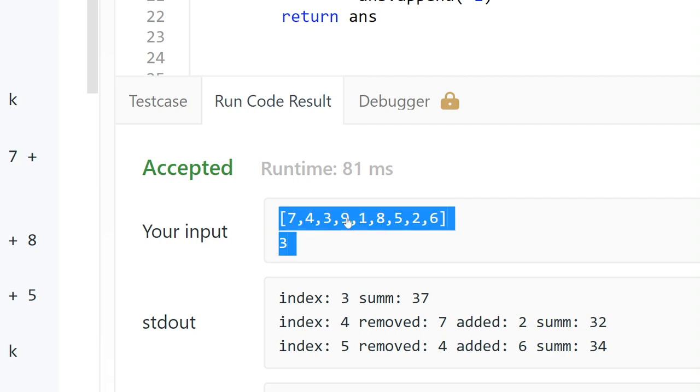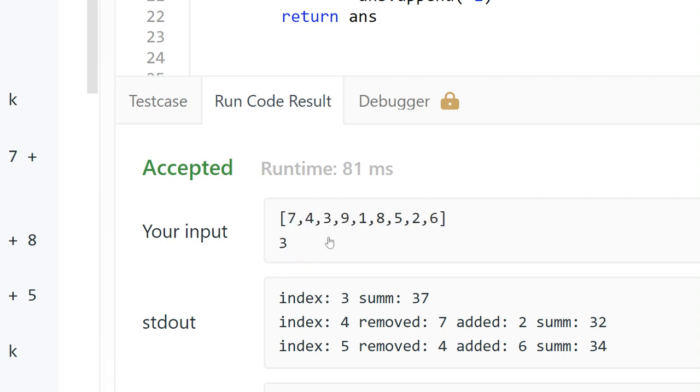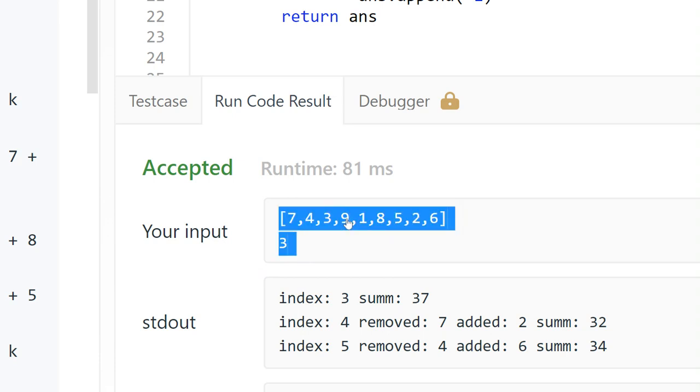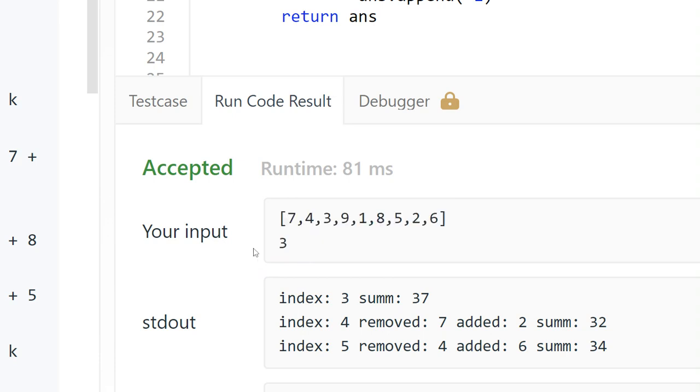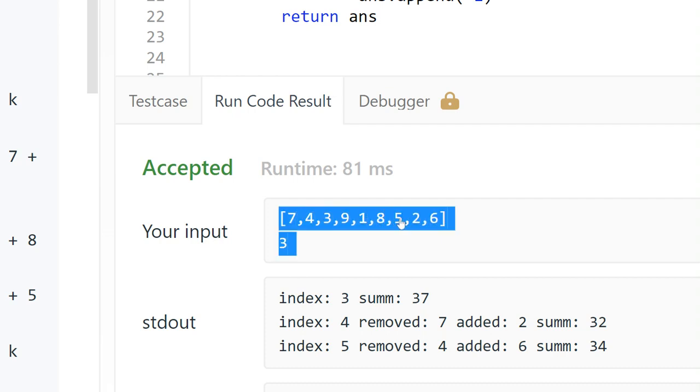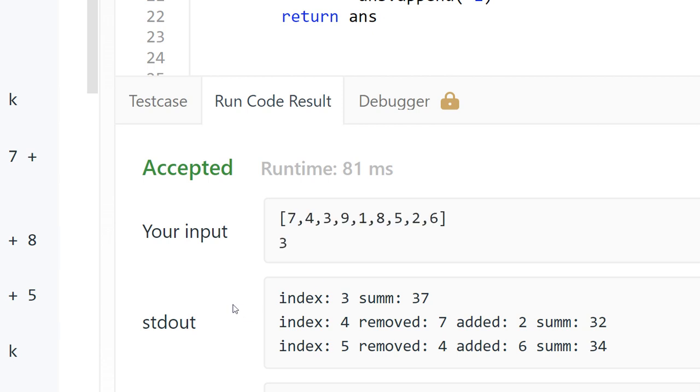See, we are at 9. So definitely there are 3 elements to the left and 3 elements to the right. This is the first time it's happening. So what is the sum? We'll take the sum of these. So what is the sum coming? 37. Now come to the next iteration.